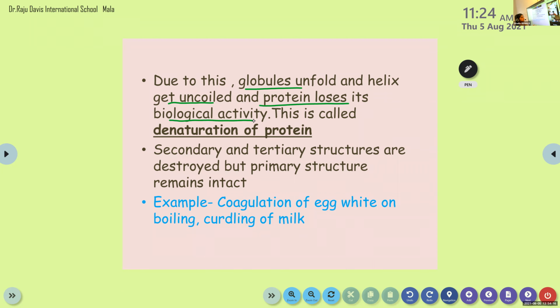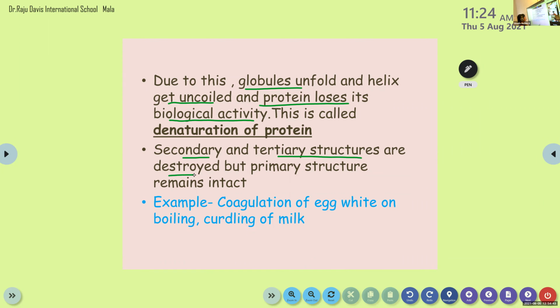That means it can only show its biological activity in its complete structure, that means at its quaternary structure. When hydrogen bonds are disturbed, the globules unfold and the helix gets uncoiled, and this protein loses its biological activity. This is called denaturation of protein. So the secondary and tertiary structures are destroyed.